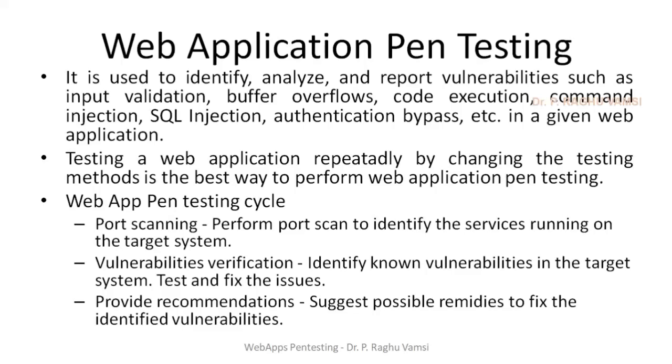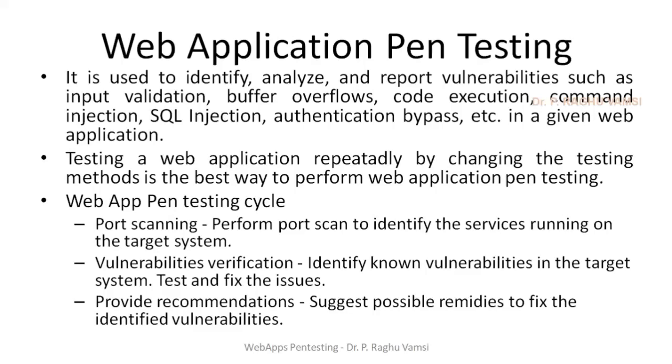So for that, you are supposed to change the test cases depending upon the output that you have observed previously. Based on that, you are supposed to do this particular pen testing of the application. In this, the first thing you are supposed to observe is port scanning. The web application pen testing cycle will be like this. First, you are supposed to do the port scanning. Port scanning means performing a port scan to identify the services running on the target system.